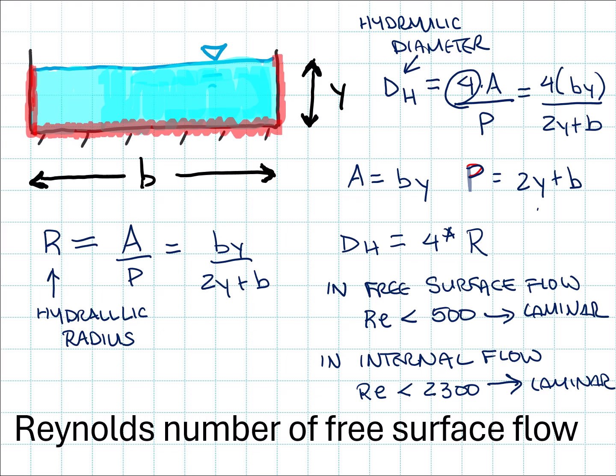Why do we interpret them differently? Why does it take 4 times as large of a Reynolds number to get to a transitional or turbulent flow as compared to a laminar flow? Well, it's because in one we're using the hydraulic radius and in the other we're using the hydraulic diameter.